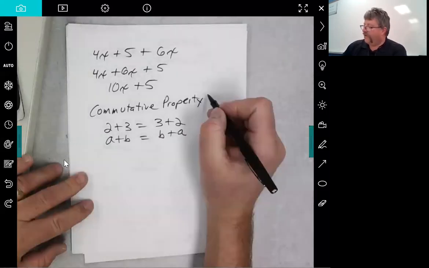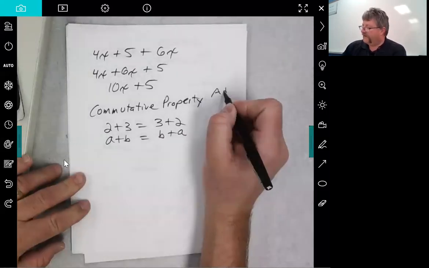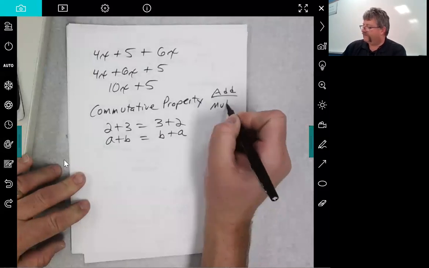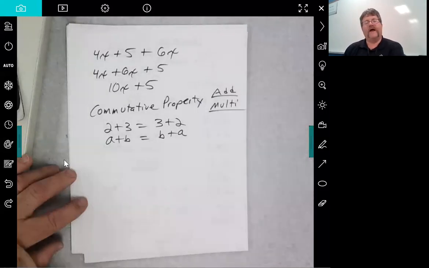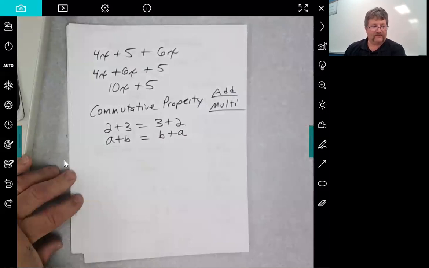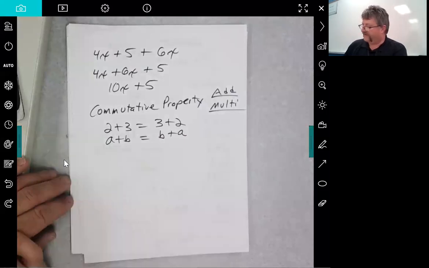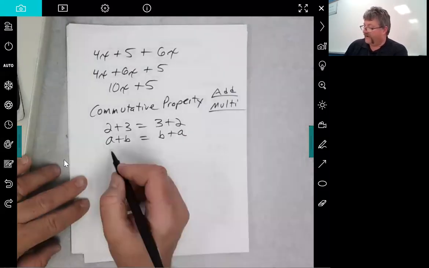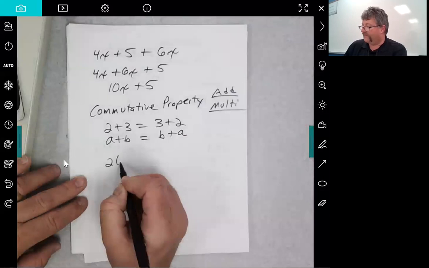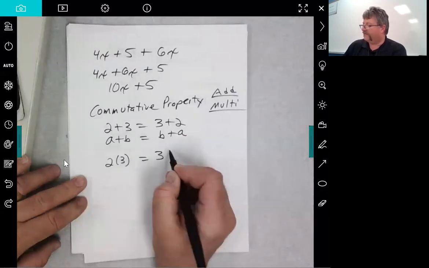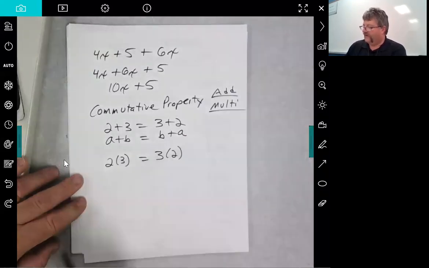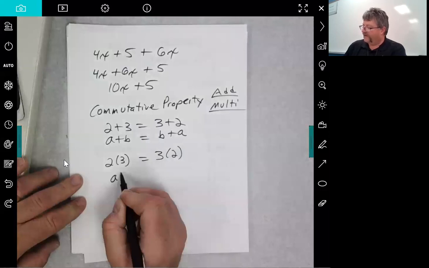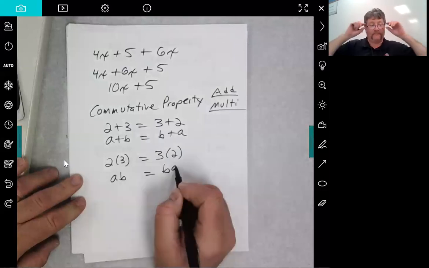Commutative property holds for addition and multiplication, not subtraction and not division. Okay, addition and multiplication. Shuffle the order. Okay, so that's an addition example. A multiplication example, 2 times 3 is equal to 3 times 2. They're both 6, right? So some A times B equals some B times A.